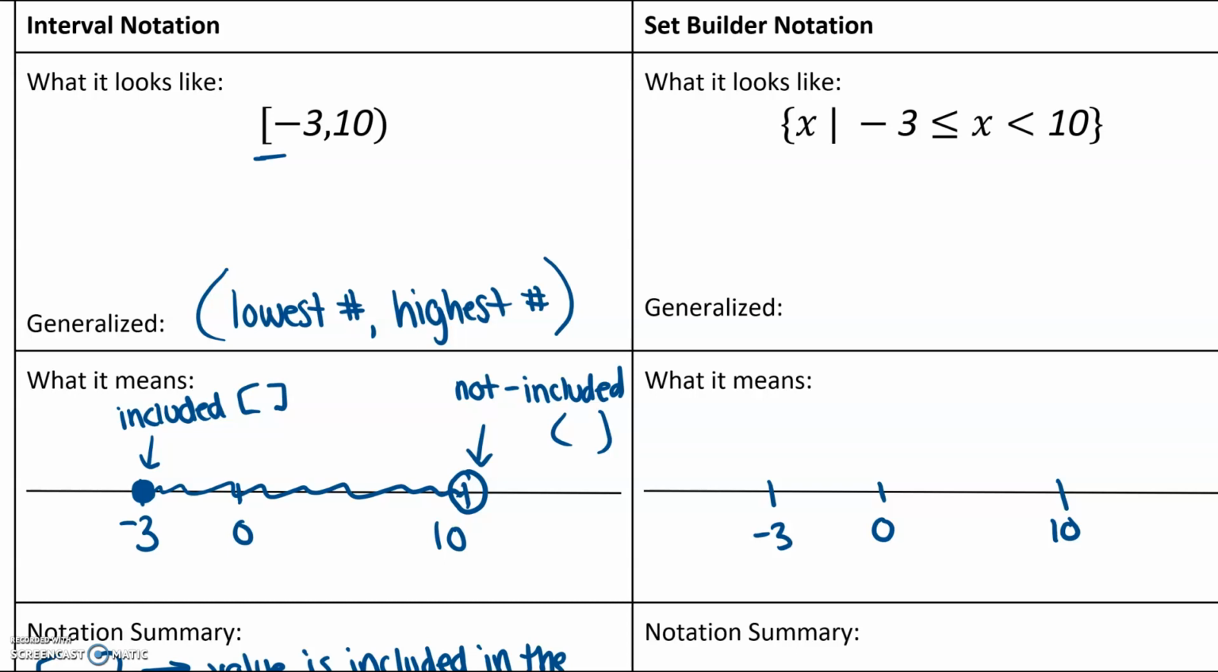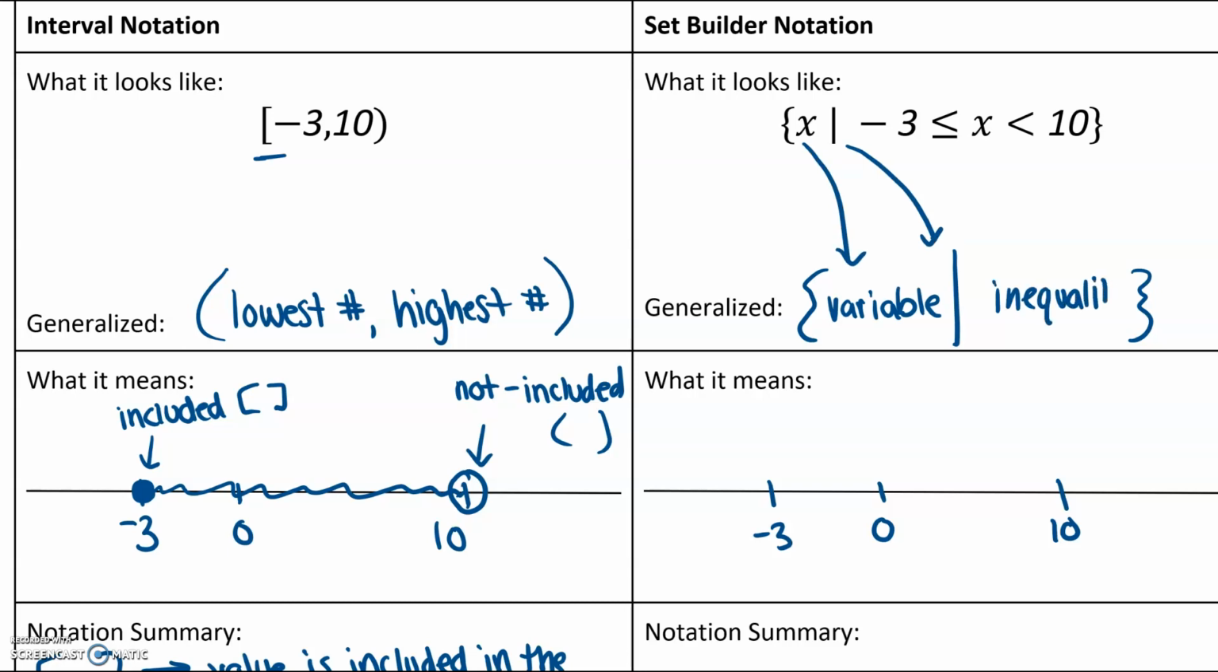Okay, generalized set builder notation will always have these curly brackets, which I struggle to draw. It will always have some variable to define the set, and then some bar here. So this would be your variable, right? That would be your bar, and then an inequality statement to describe the list of values.